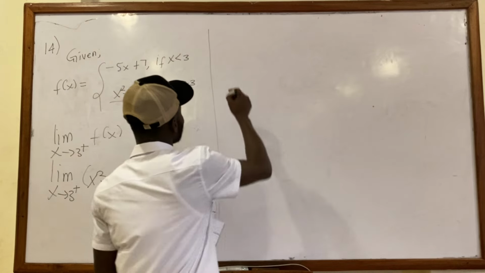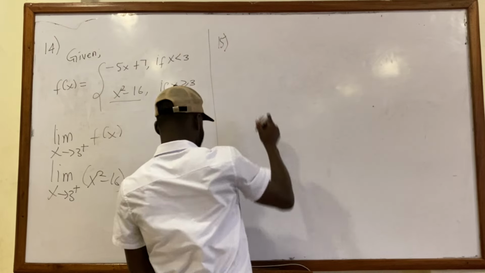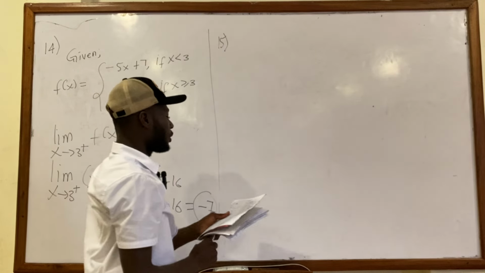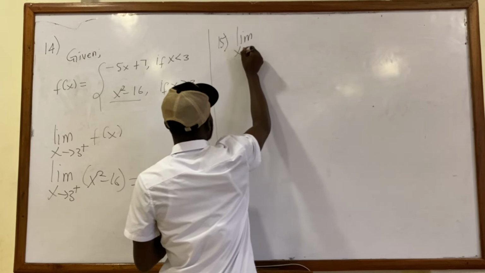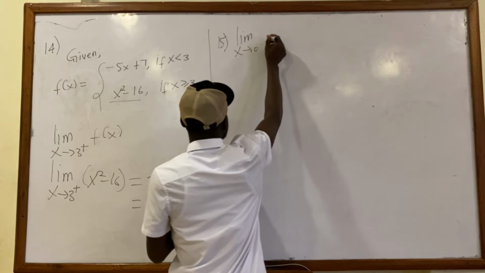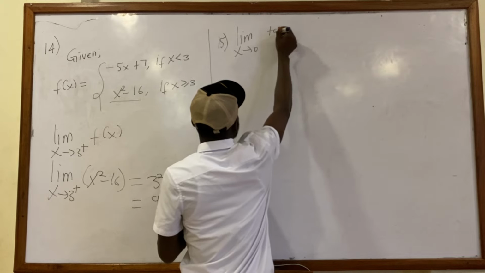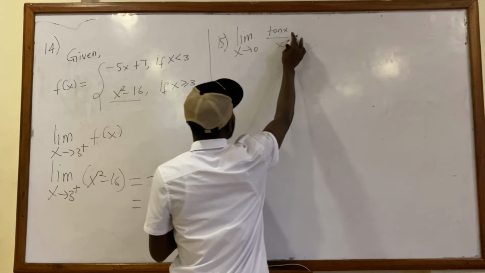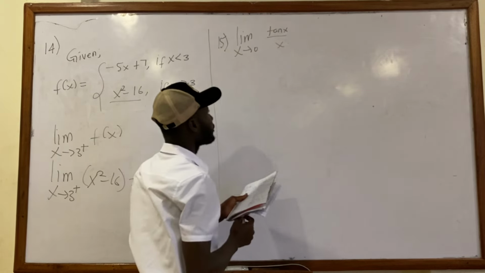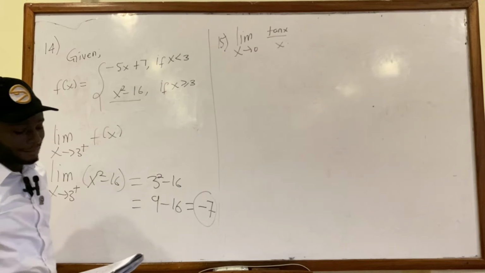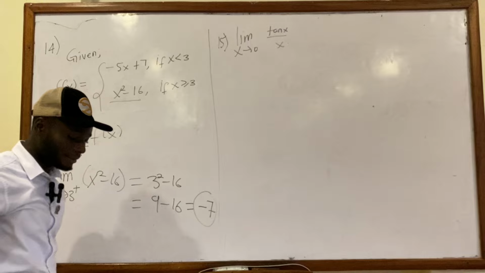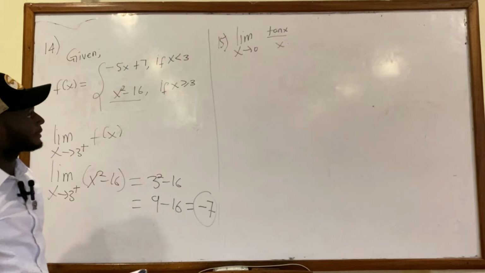Alright, so let's move on to question number 15. We are to find the limit of tan x over x. So now, let's start by understanding the limits.